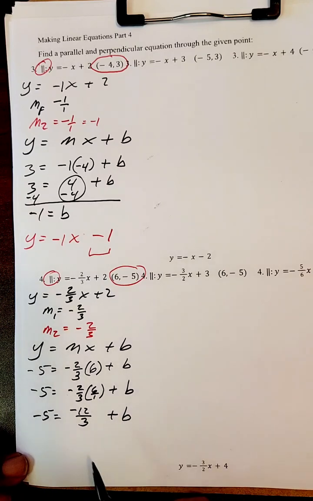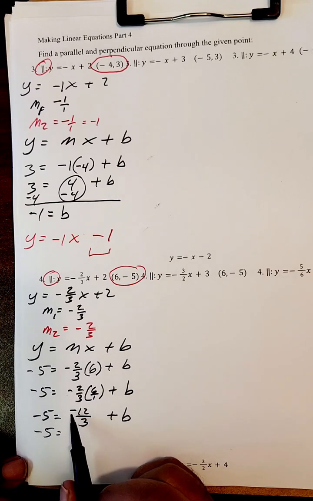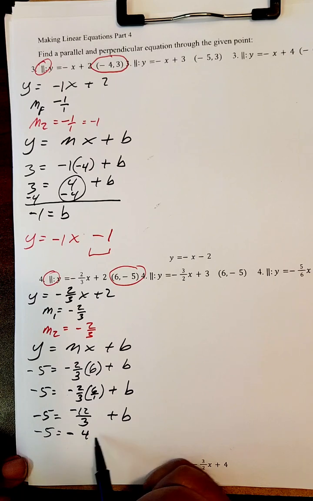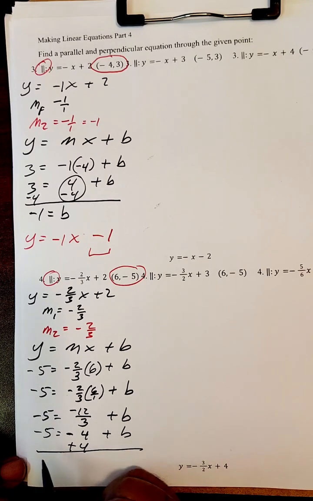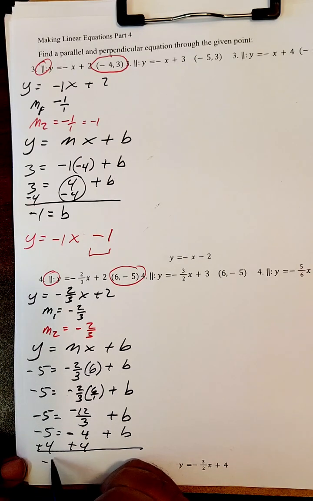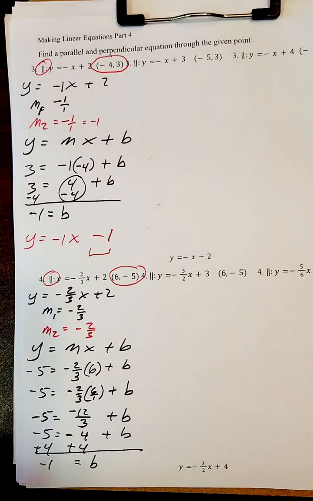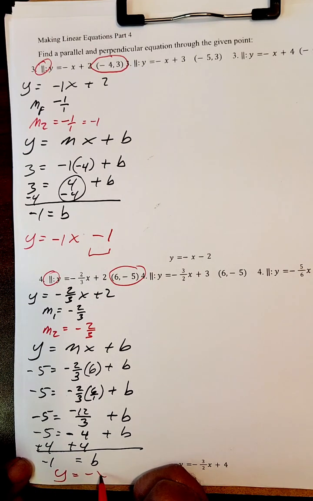And then plus b. From here, I'll have negative 5 equals 12 divided by 3, which is 4, plus b. And now I'm going to subtract 4 from both sides in order to get the b by itself. And we end up with negative 9 equals b. Therefore, our equation will be y equals negative 2/3 x minus 9.